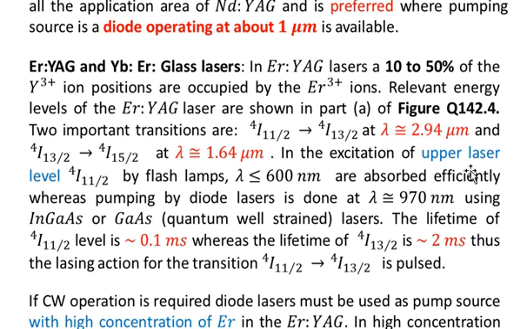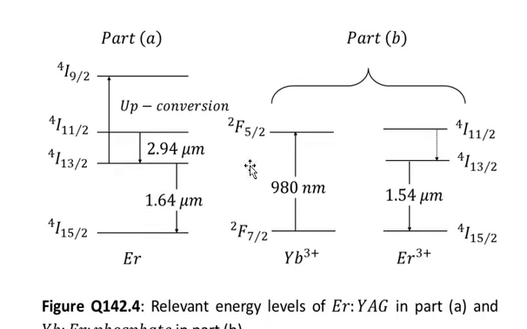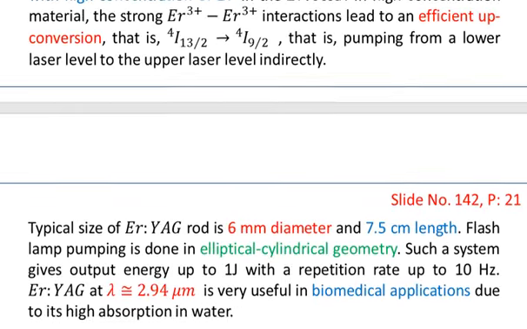Excitation of the upper laser level, that is 4I11/2, is possible through flash lamps, with wavelengths less than or equal to 600 nanometer being absorbed efficiently. So you see that here we are talking about the level 4I11/2, this level. So the pumping to this level can be done efficiently.